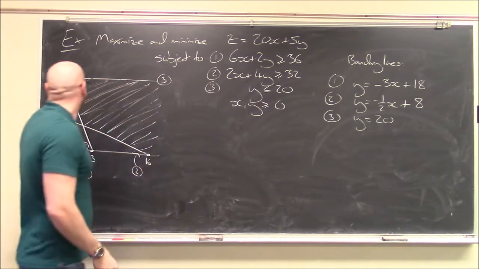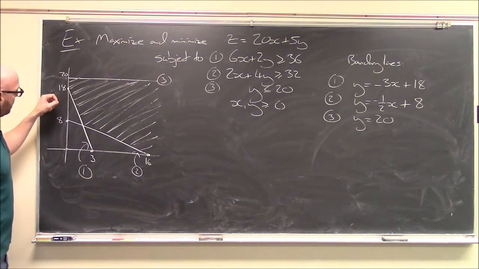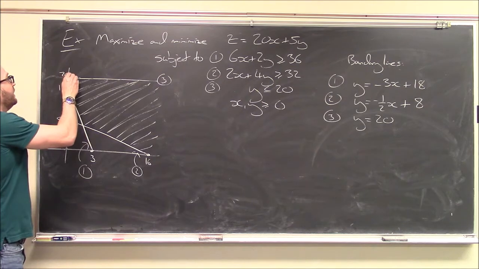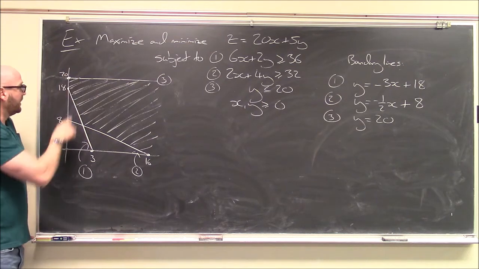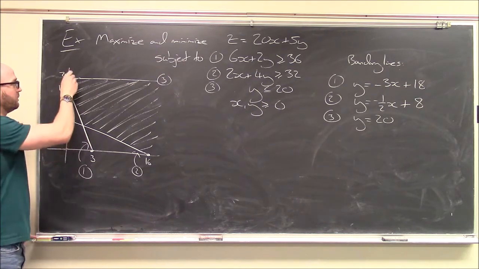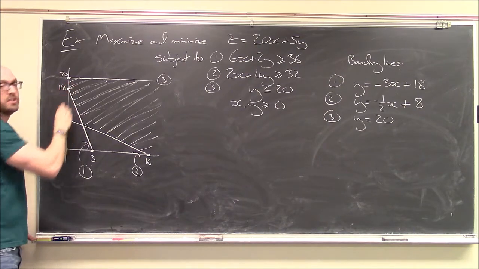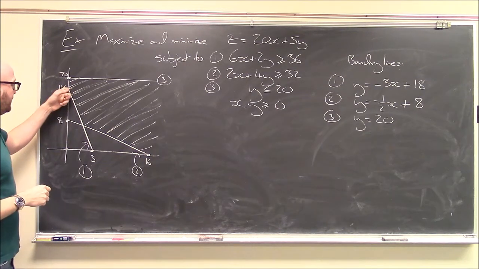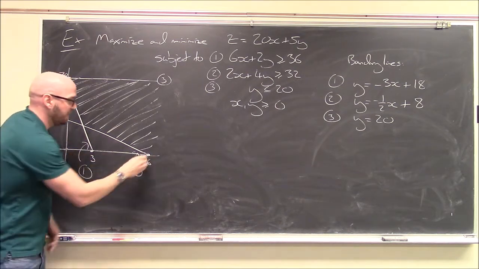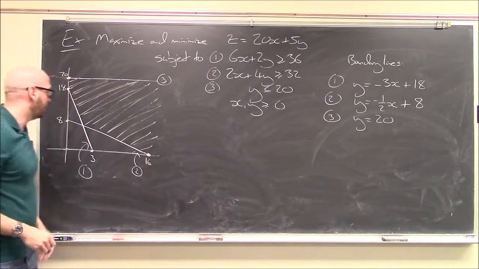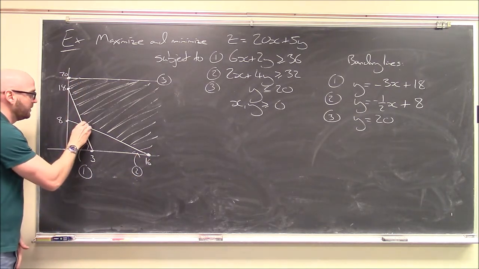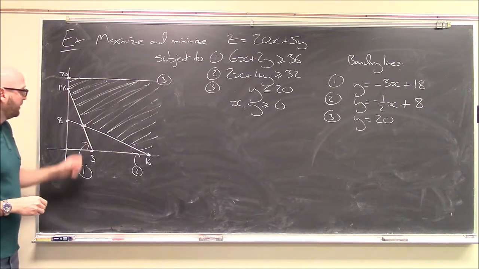And to do this, I need to find my corner points. This one's very easy. That's just, there's a corner point. That's just 0 and 20. This one's very easy. That's a corner point. That's just 0 and 18. This one's very easy. There's a corner point. That's just 16 and 0. So the only corner point that's going to give me some trouble is this one. We have to find that.